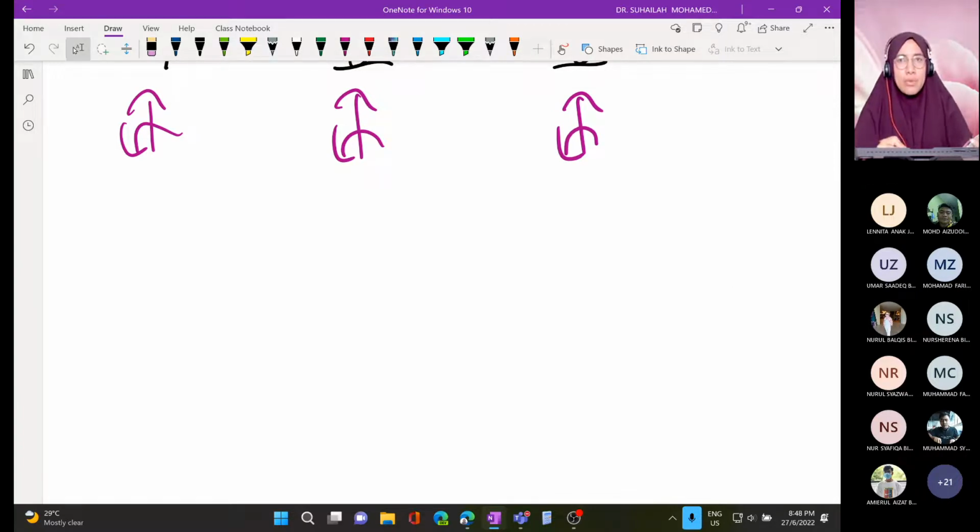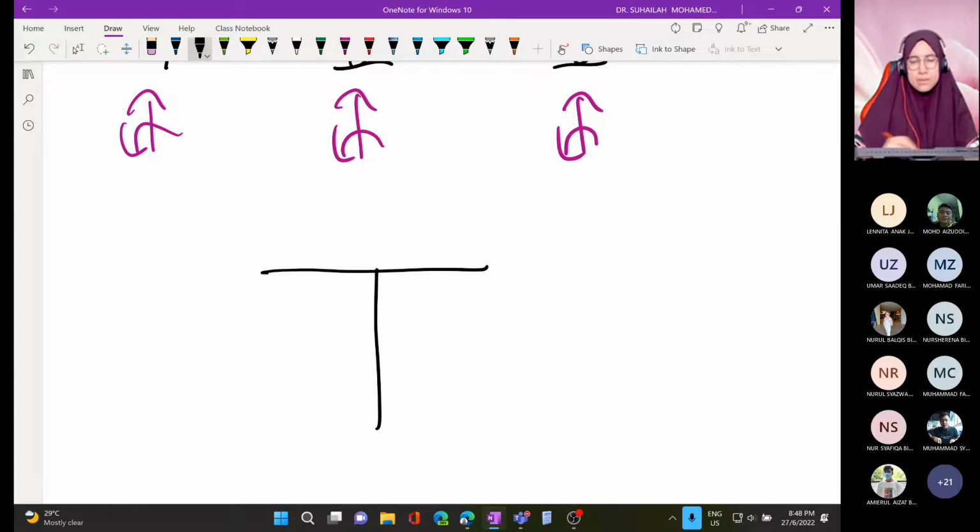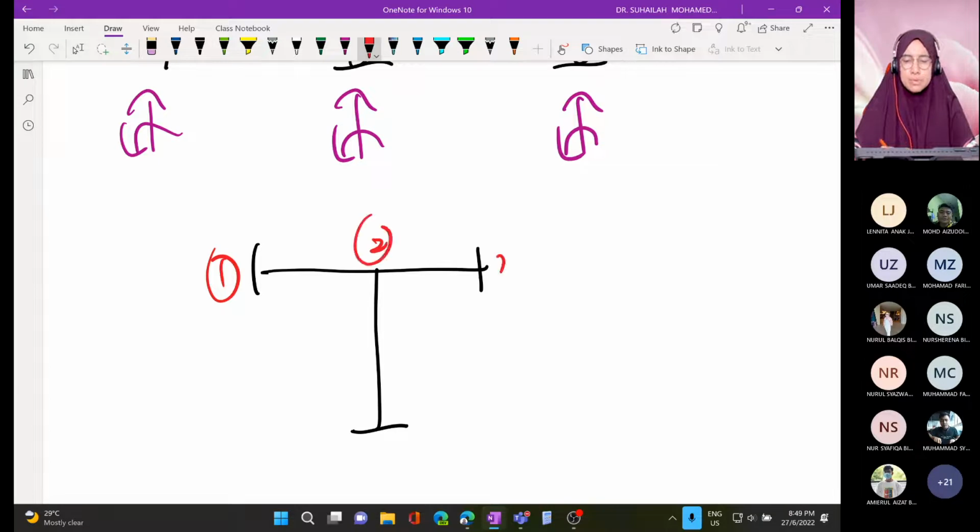Okay, we move to frame. So what about frame? Maybe this one. Okay, fixed. So node 1, node 2, node 3, node 4.